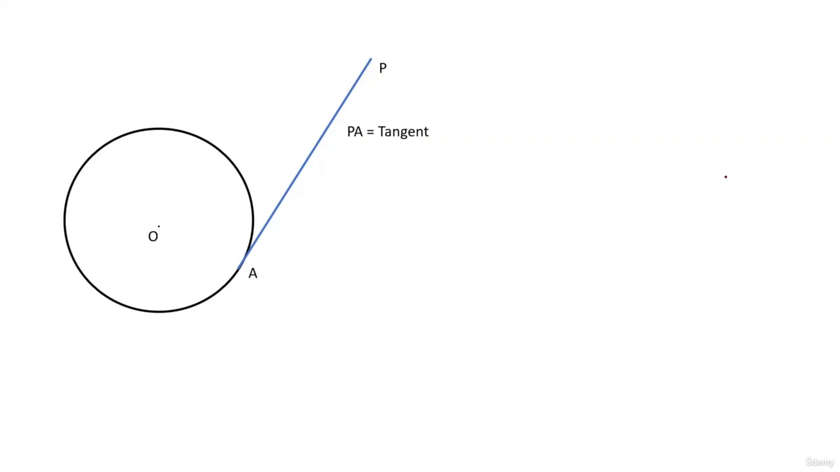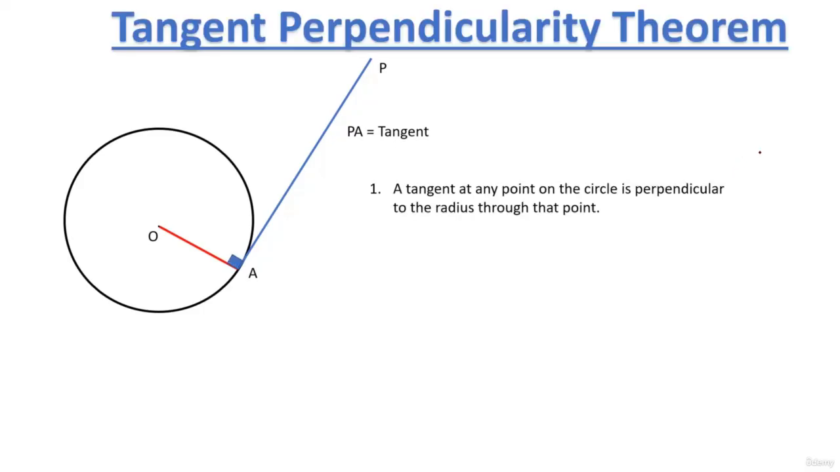point, one unique point. Okay, now if I draw the radius OA, guys, in this case, I will observe that OA is perpendicular to AP. Okay, so this is called the tangent perpendicularity theorem. It says that a tangent at any point on the circle is perpendicular to the radius through that point.